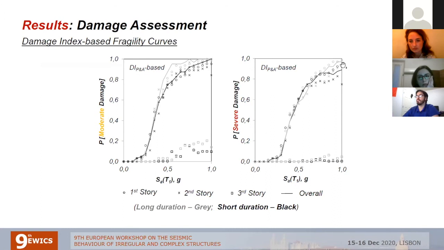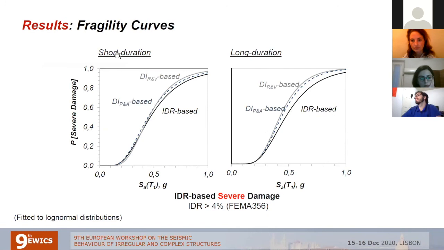Then we compared the median fragility curves based on the damage indexes to the fragility curve based on interstory drift ratio. And we did that for short duration ground motions and long duration ground motions, for a probability of severe damage. We know from FEMA 356 that severe damage is considered when we have interstory drifts higher than 4%. So we use that to compare our damage index fragility curves.